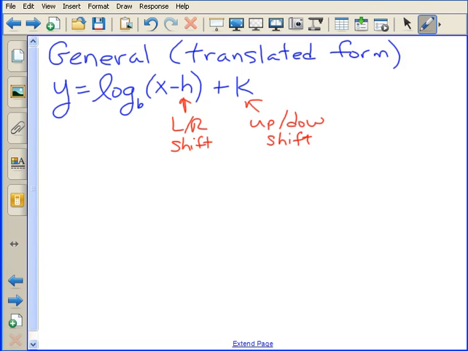And some other basic information: since we do a left-right shift, our asymptote is also going to move left and right, so our vertical asymptote will be x equals h. Our domain will be x greater than h, and our range is still all real numbers.